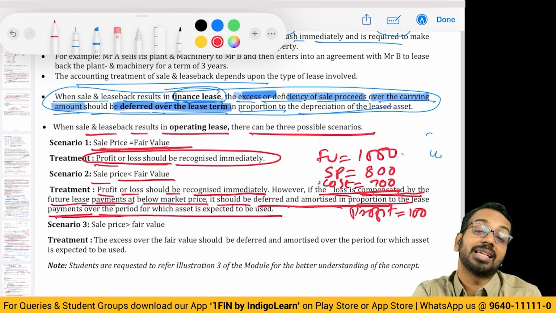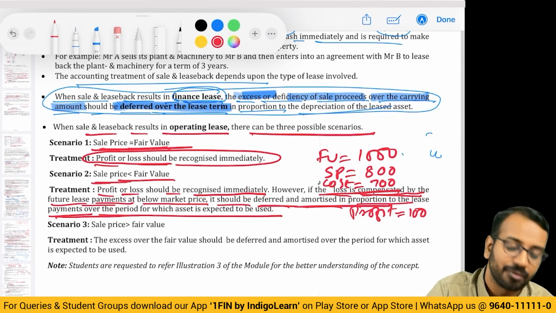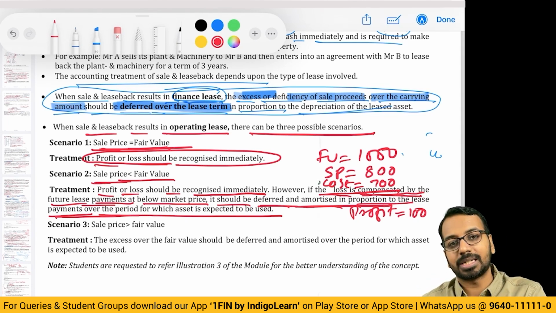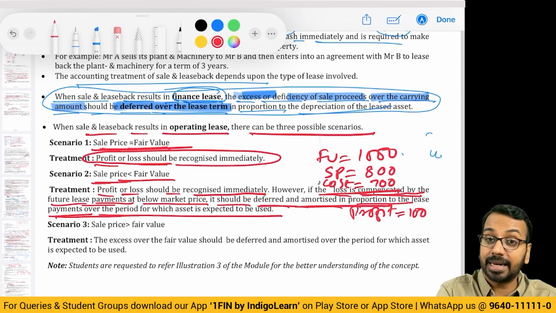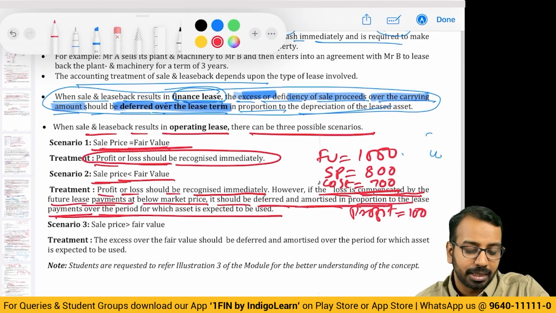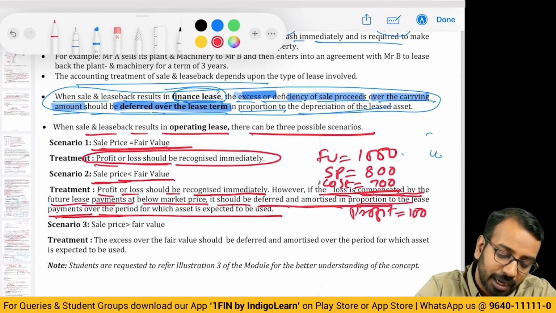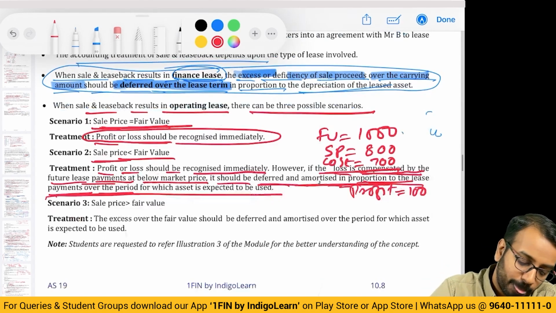Now why will I sell the asset at a loss? And I am selling at less than fair value. Why will I do that? So what the standard says is, if it is compensated by reduction in future lease payments, then you will defer and amortize that portion in proportion to the lease payment. Okay.